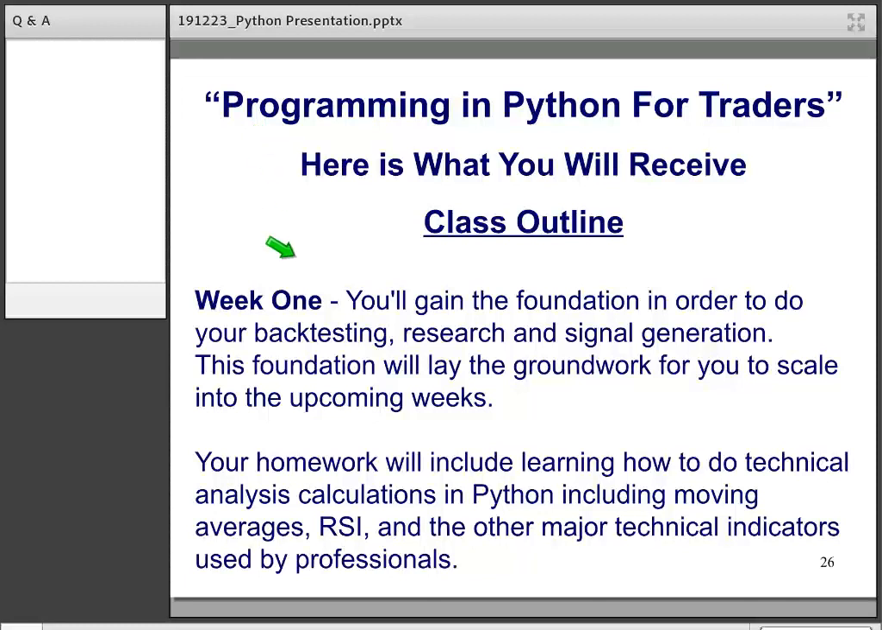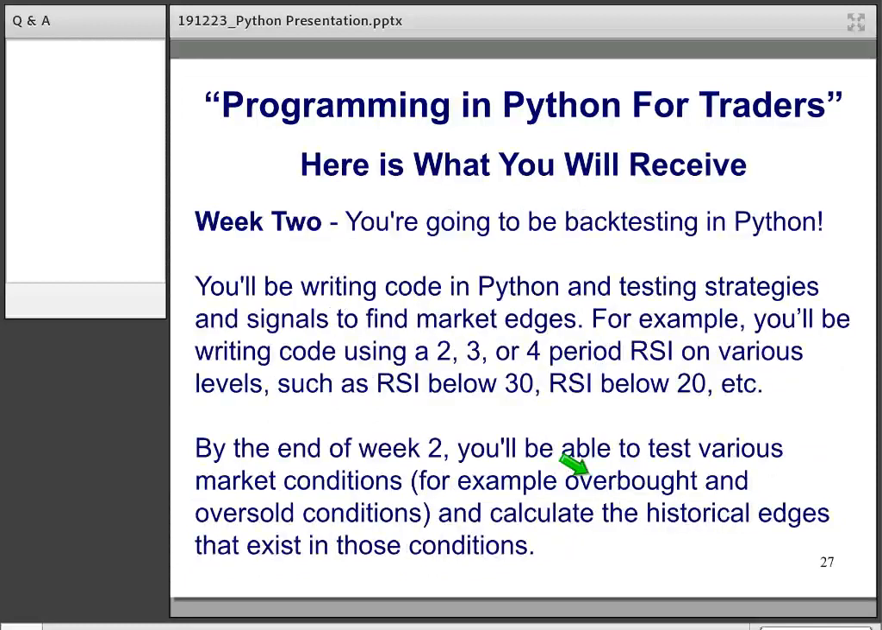Week number one, no matter what your background is, you're going to gain the foundation in order to do your backtesting, do your research, and also to do your signal generation. This foundation is going to lay the groundwork for you to scale into upcoming weeks. You're going to have a homework assignment, okay? Voluntary homework assignment, but the more you put into this, the faster, more proficient you're going to become in doing this. Your homework is going to include learning how to do technical analysis calculations in Python, including right after the first class, you're going to know how to do testing using moving averages, RSI, and other major technical indicators used by professionals. That's the base that's going to be put into place.